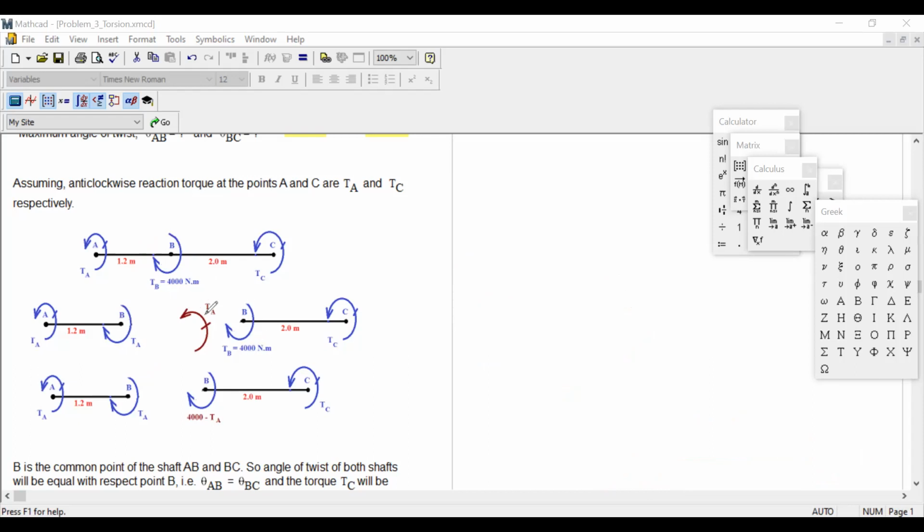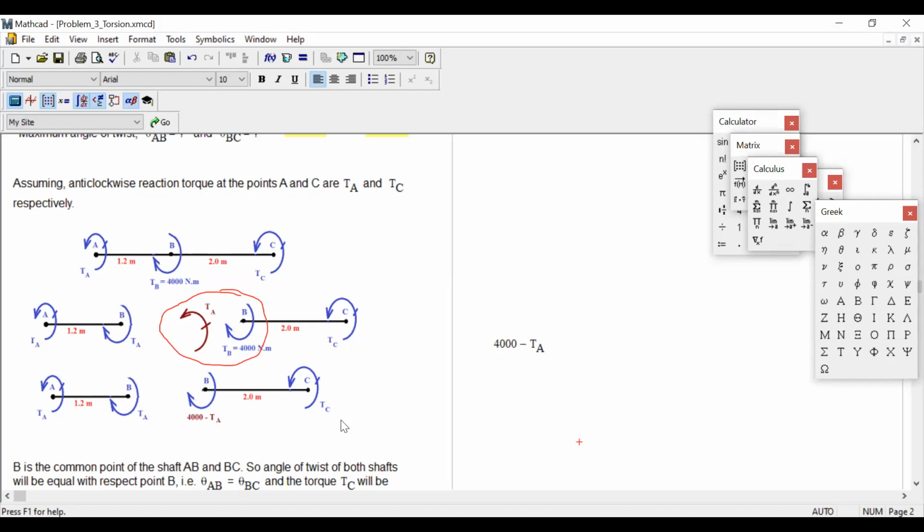Now, we keep it like that. Okay. So you see, this is TA, both are the same. What will be the resultant torque at point B? If you think this is clockwise, TB positive, then this will be negative. That means at point B, your resultant torque will be 4000 minus TA. And point C remains the same.